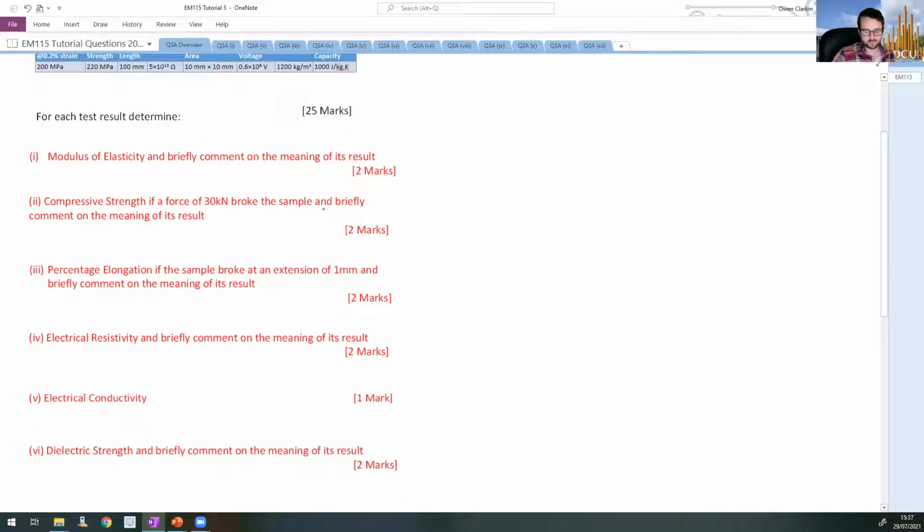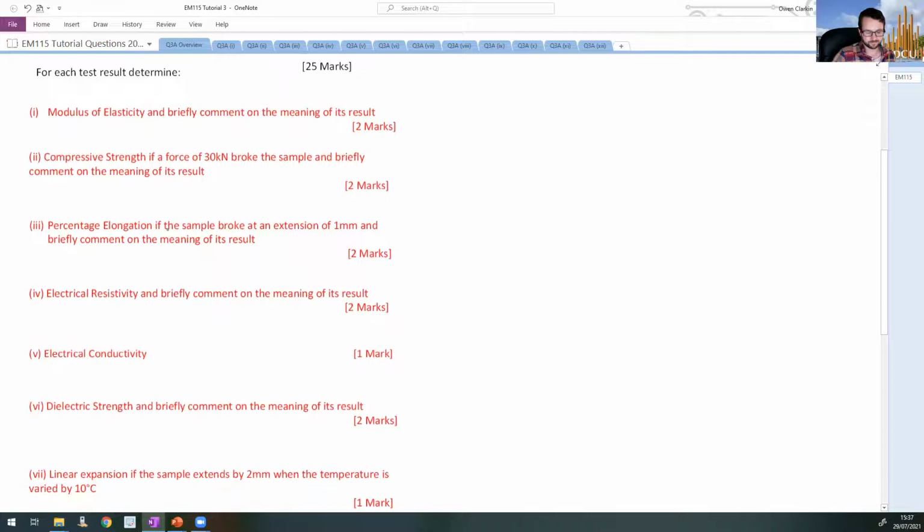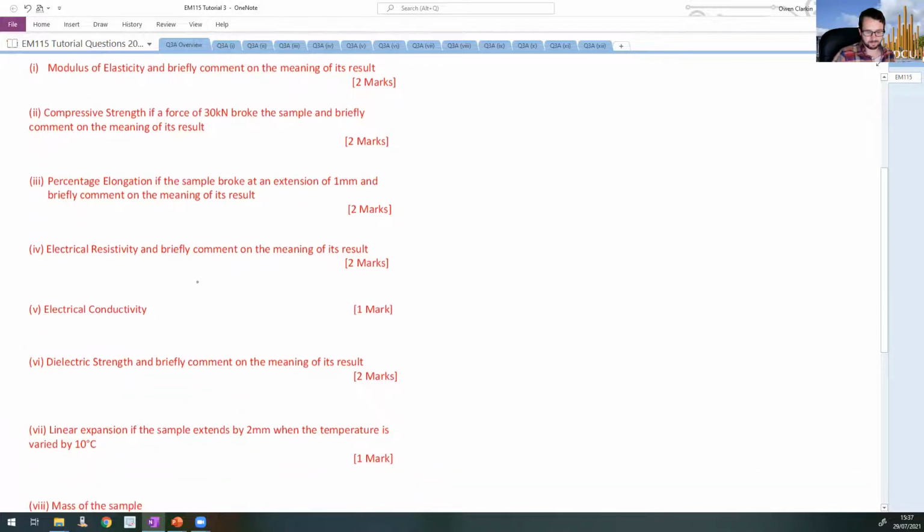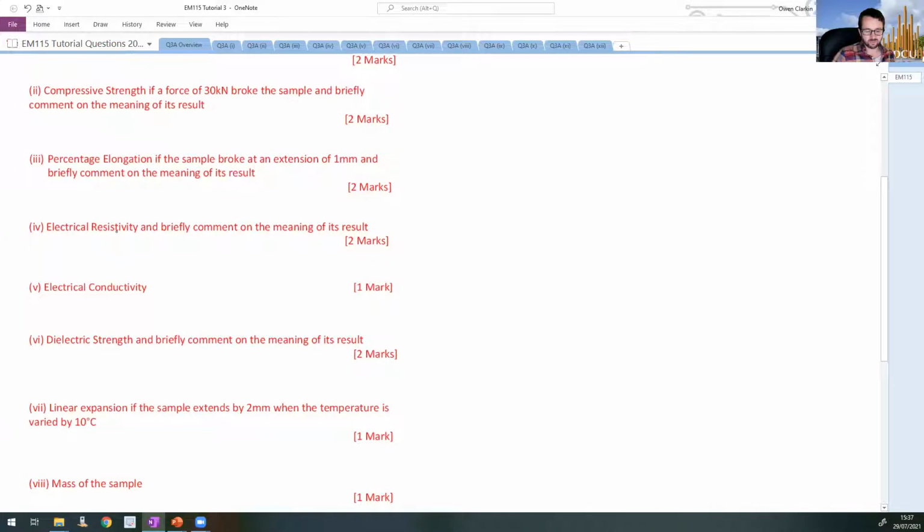This is typical of these kind of questions, so just don't forget to actually do that and comment on the meaning of the results. Part 3, we're asked for the percentage elongation if the sample broke at an extension of 1 millimeter. And again, briefly comment on the meaning of the results. We're asked for the electrical resistivity. So we're given the resistance, we're asked for the resistivity. And briefly, again, comment on the meaning of the results.